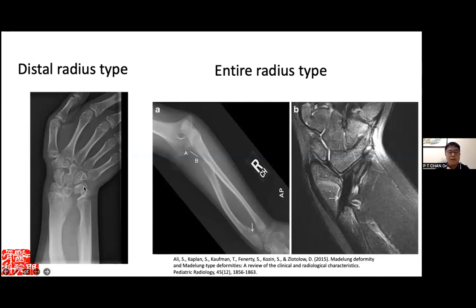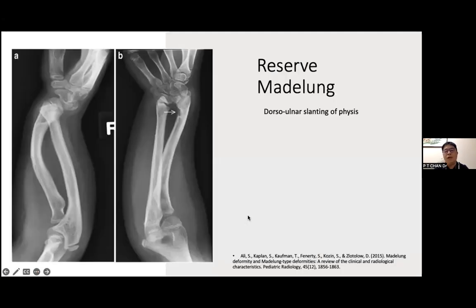The distal radius type means that only the distal part of the radius is affected. But some patients may have an entire short radius. And sometimes they may have a reverse Madelung deformity, which means the deformity is deviated to the dorsal side.